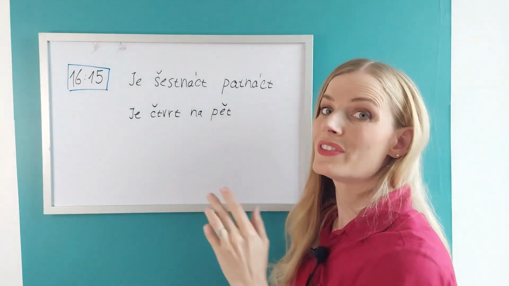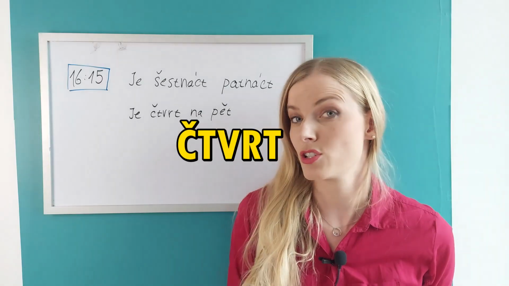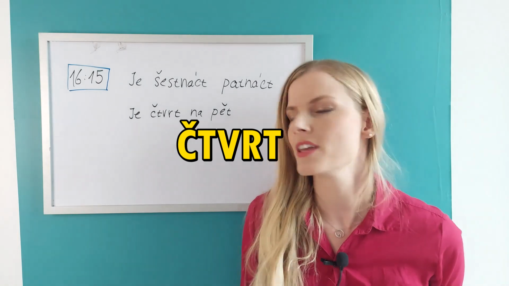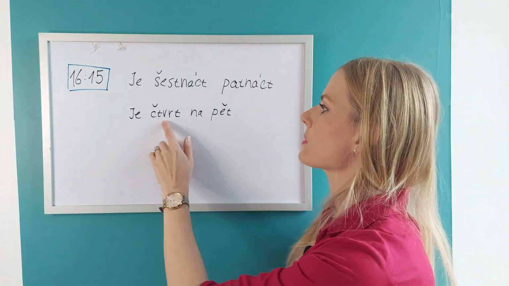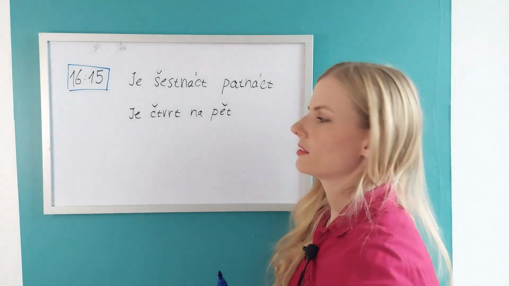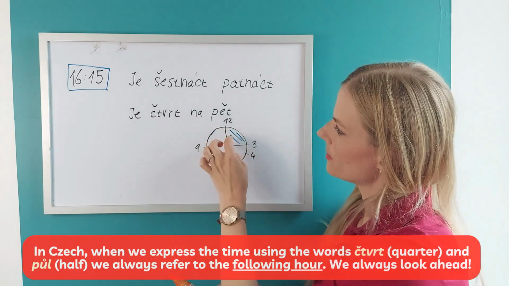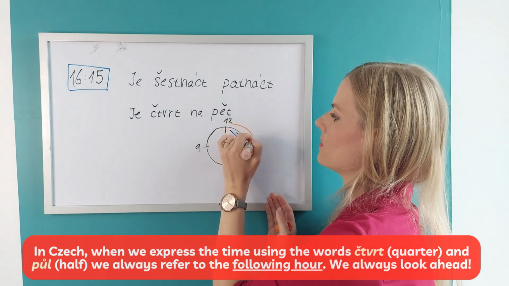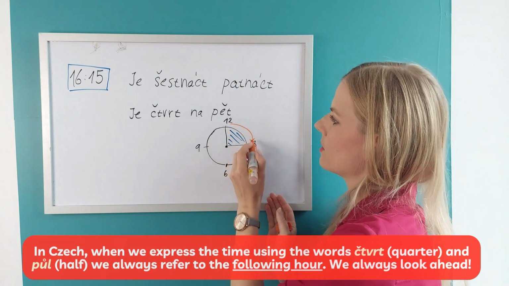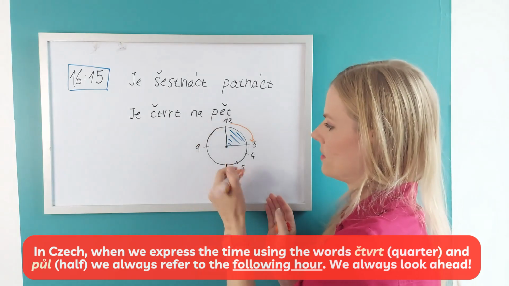Čtvrt. It's a very interesting word. Čtvrt. Just like čtvrtek, Thursday. Čtvrt is a quarter. So 15 minutes, quarter. 4:45. So imagine this is the clock. So this is 1/4. So imagine that we want to say that quarter of an hour has passed to approach the full hour, which would be 5 o'clock this time.